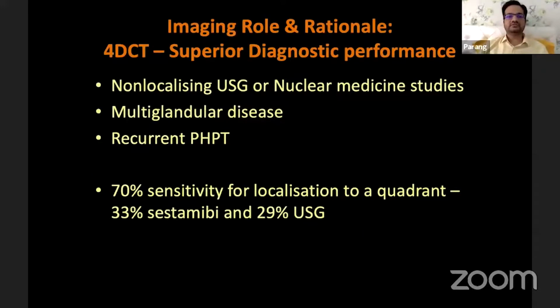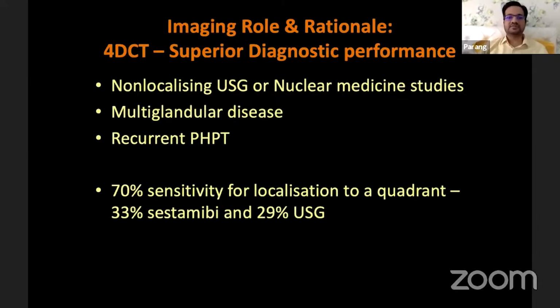So clearly the 4D CT has a superior diagnostic performance. In multiple studies, it has already been proven that in cases where there is non-localizing USG or nuclear medicine study, 4D CT can still help you pick up the lesion, and more so in multiglandular disease. Like in the previous session also, Dr. Lele highlighted that when there is multiglandular disease, the nuclear medicine modalities may not be able to pick up all the lesions so well, while it is not a limiting factor as far as the 4D CT is concerned.